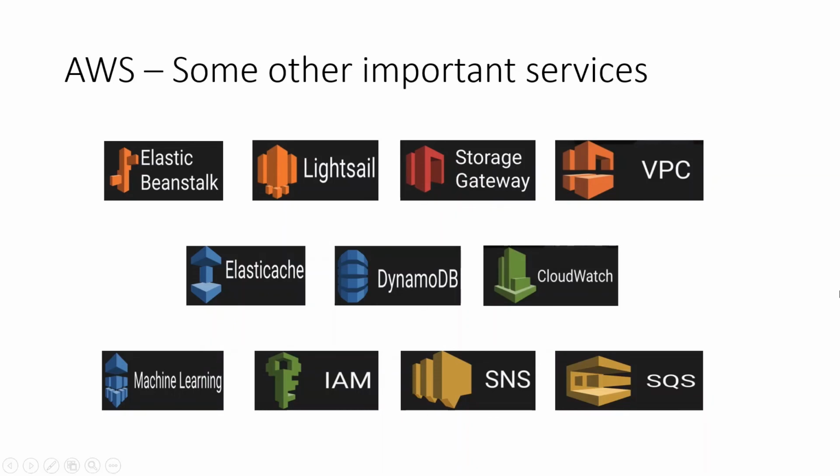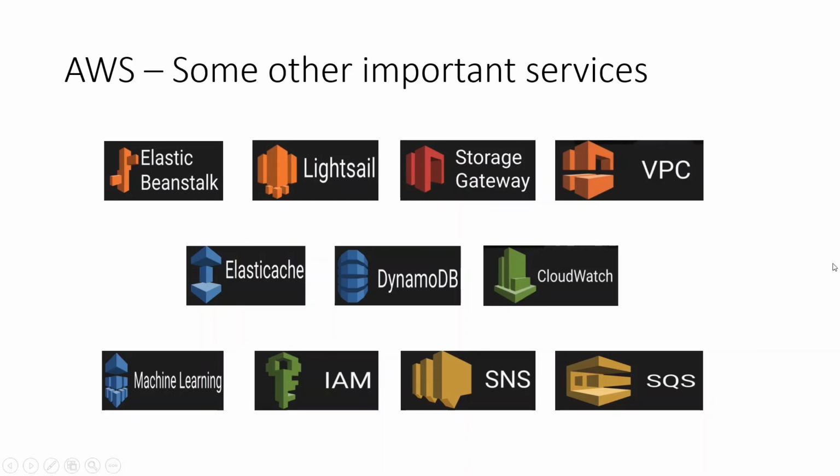Next is VPC, which stands for Virtual Private Cloud. It's like a virtual data center where you can configure the network CIDRs, ACLs, availability zones, and a lot more. Next is ElastiCache, which is used for caching commonly queried data from the database so that access is faster. Then we have DynamoDB, which is basically the non-relational database if you want to use it within your application. Next, we have CloudWatch, which is basically for application and infrastructure monitoring or observability.